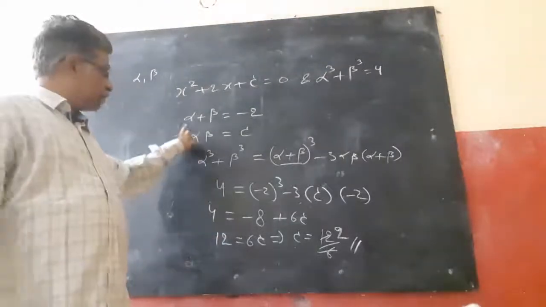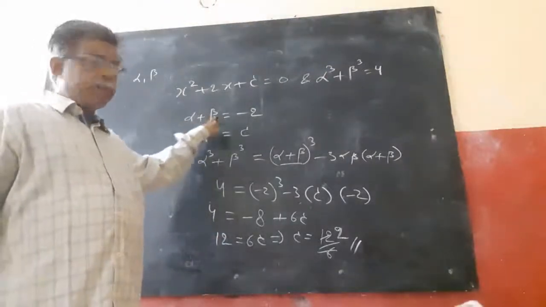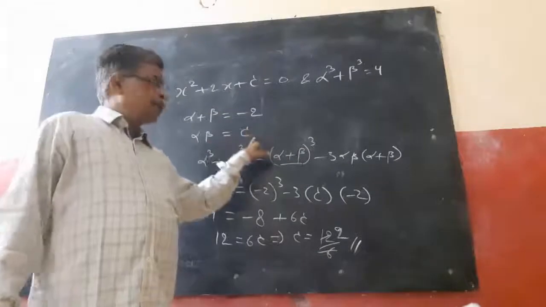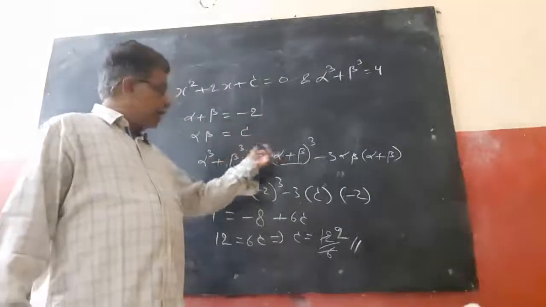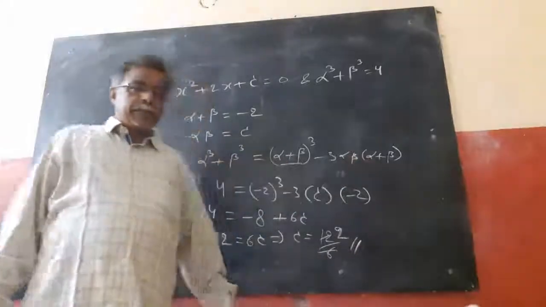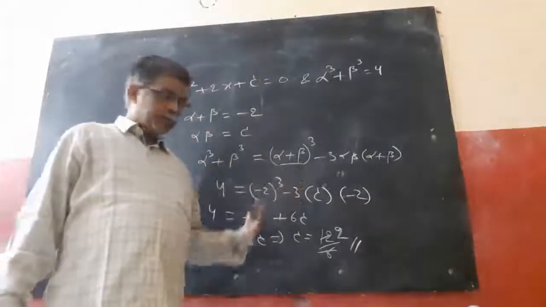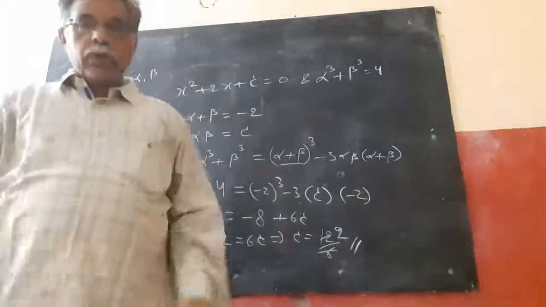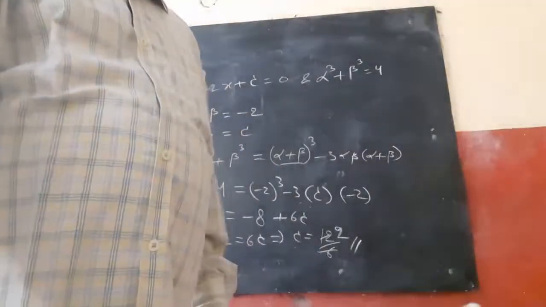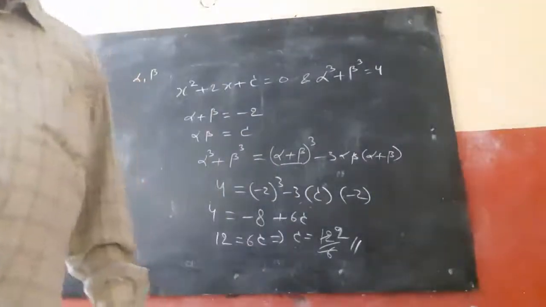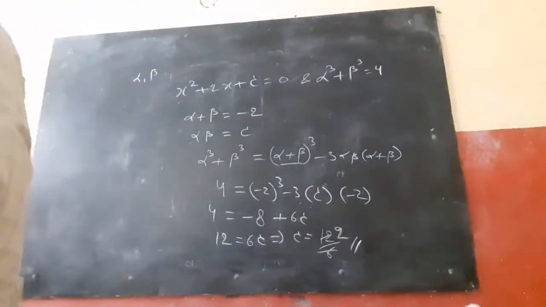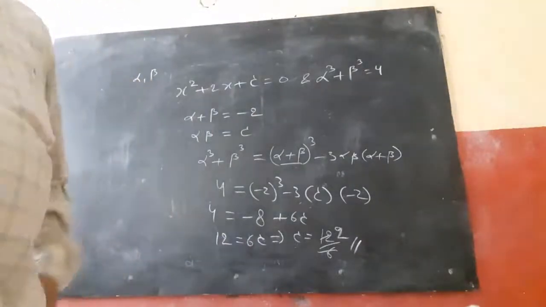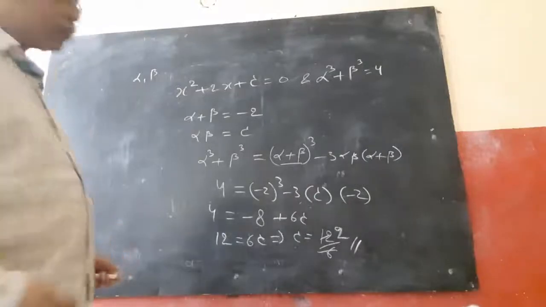So you know sum of the roots, product of the roots. Alpha plus beta minus b by a, alpha into beta c by a. Then the formula of a cube plus b cube, a plus b whole cube minus 3ab into a plus b. You know everything substituted, we got the c value. Like this we can do. This is given in 2017, MSET 2017. Now we will discuss one more sum on 2018.